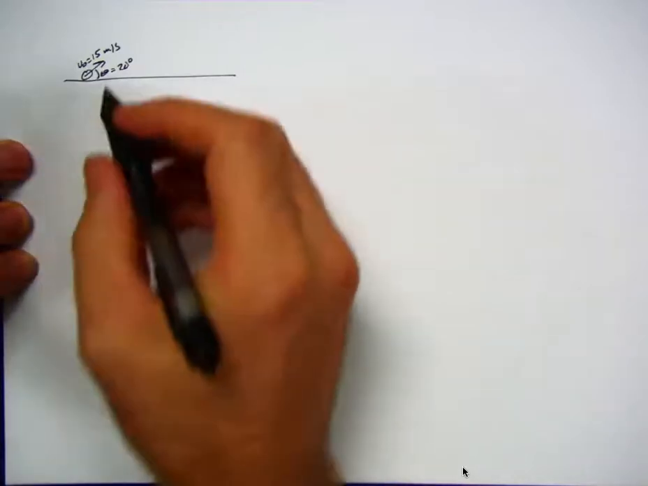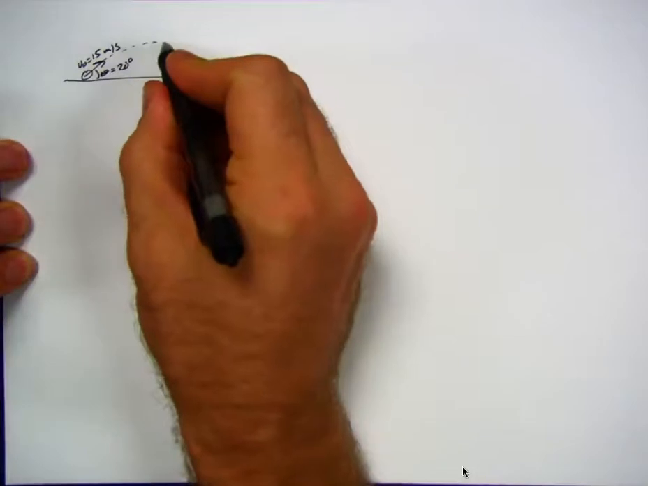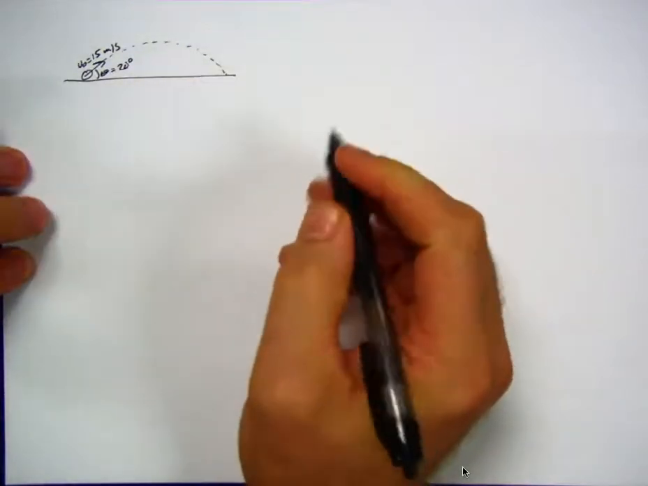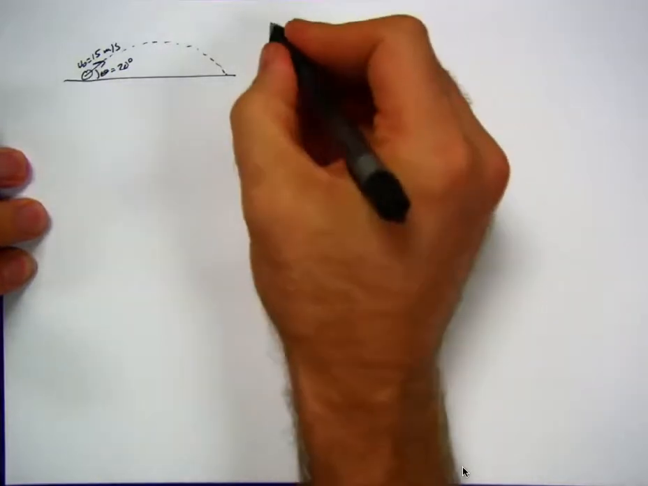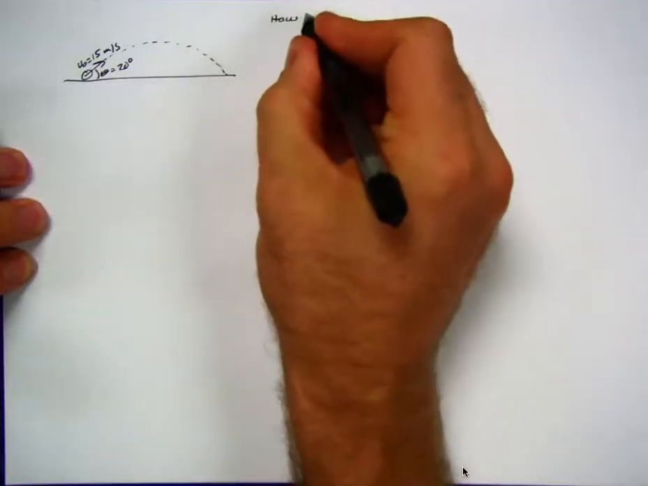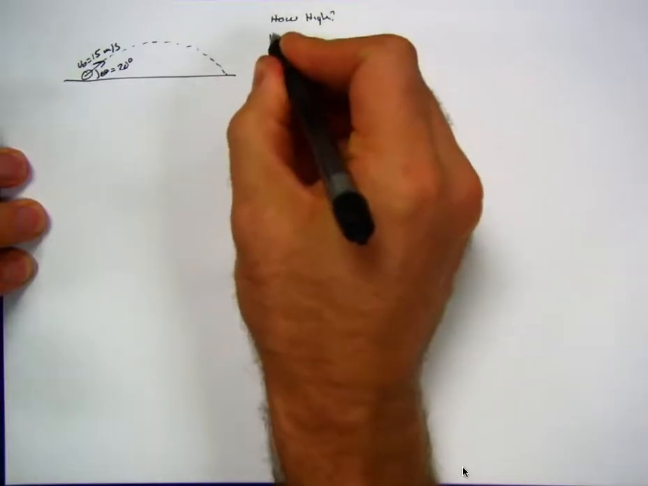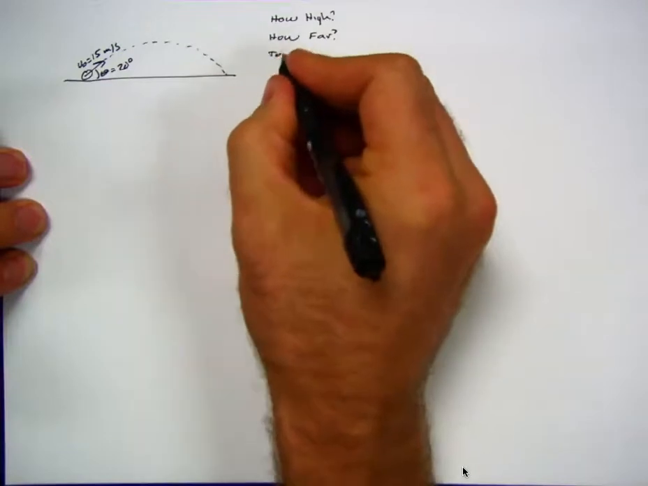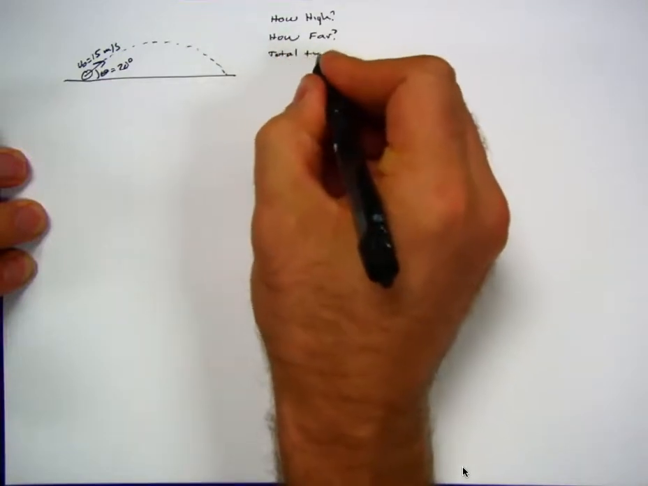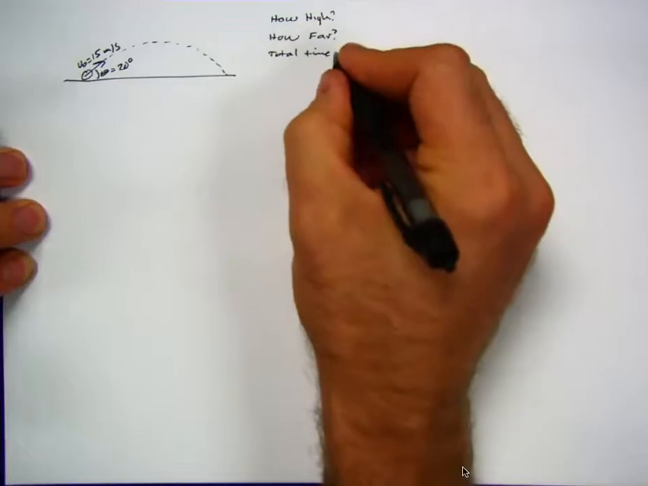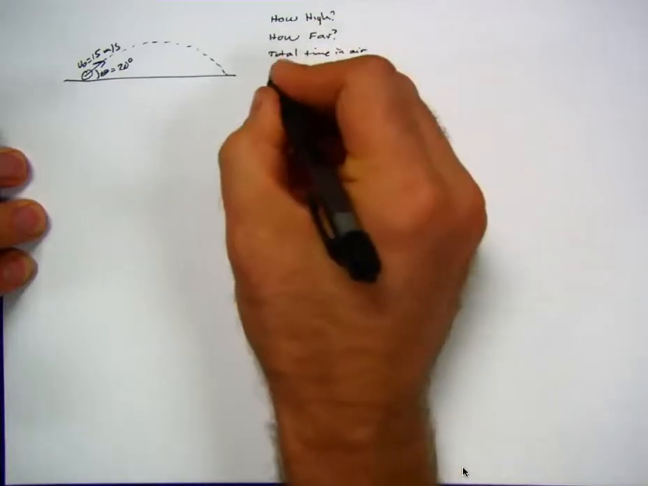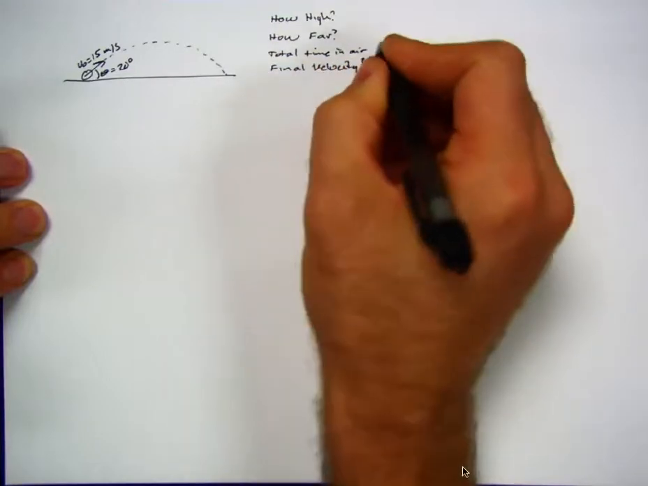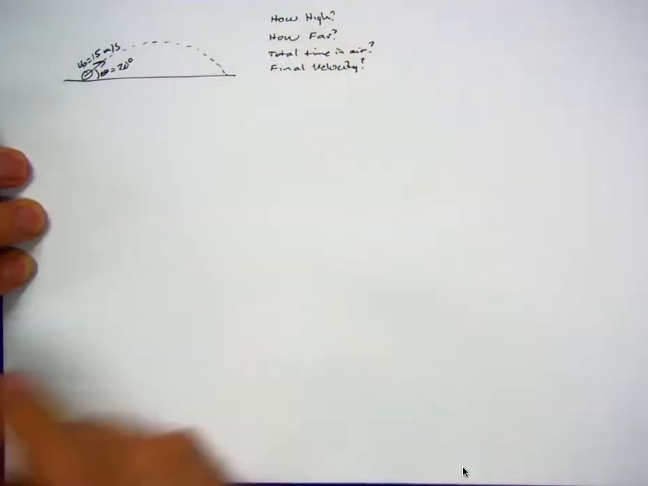Otherwise, what's going to happen with this problem? The ball is going to go up in the air and come back down and land somewhere here. And we can look at this and ask a bunch of questions. We can ask, how high does this go? How far does it go? What's the total time in air? How much time does it spend up in the air? And what's the final velocity? So these are all good questions to ask, all straightforward given those initial conditions.